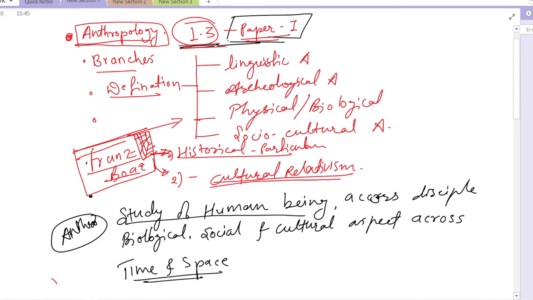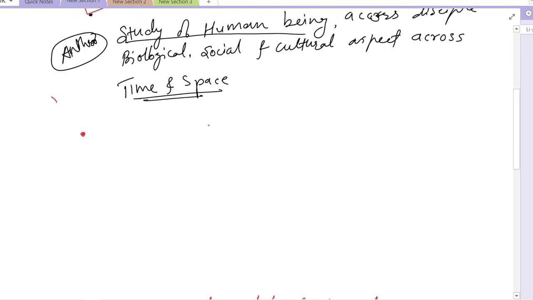So there are 4 branches of anthropology. The first one is linguistic, second is archaeological, third is physical or biological anthropology, and the fourth is sociocultural anthropology. This fourfold division was given by Franz Boas.